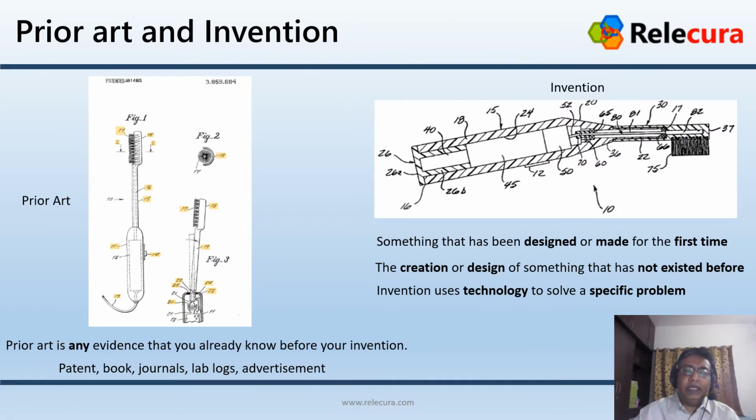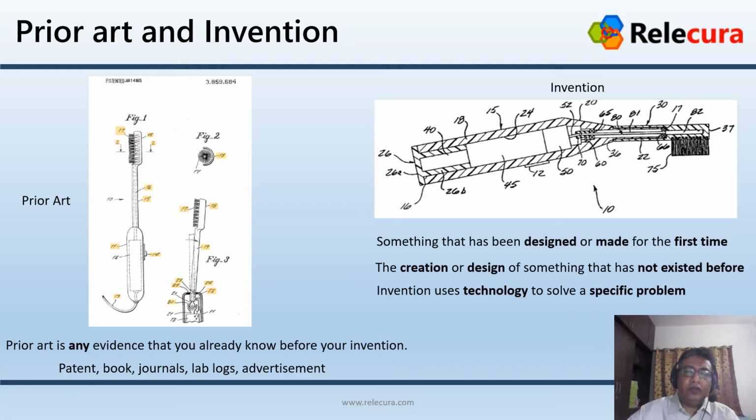In order to understand prior art search, it's very important to understand the concept of prior art and invention. What is the difference between both? On the left hand side, you can see what I have defined as prior art. This is a toothbrush with a motor in it and a wire attached to it. If you are using this toothbrush, it should be plugged into electricity, then only you can use it. If there is no electricity, you can't use it. Or if you want to move over a long distance while using it, you can't use this toothbrush.